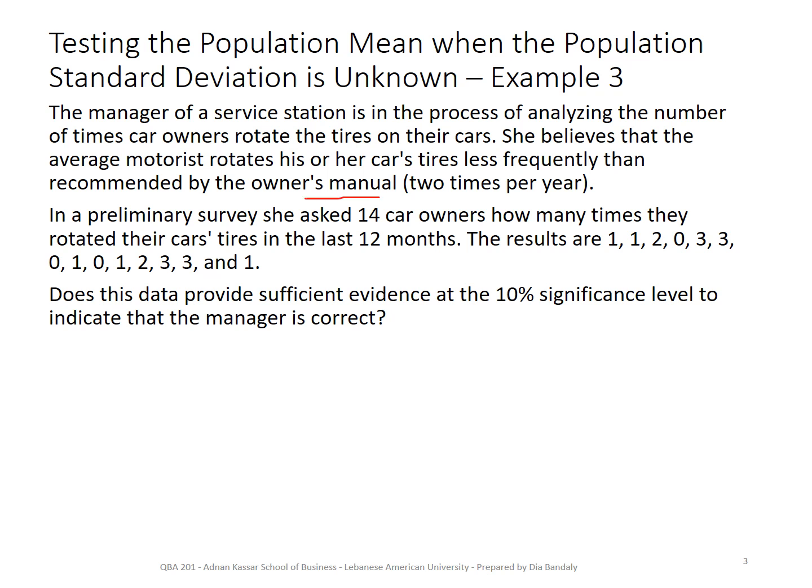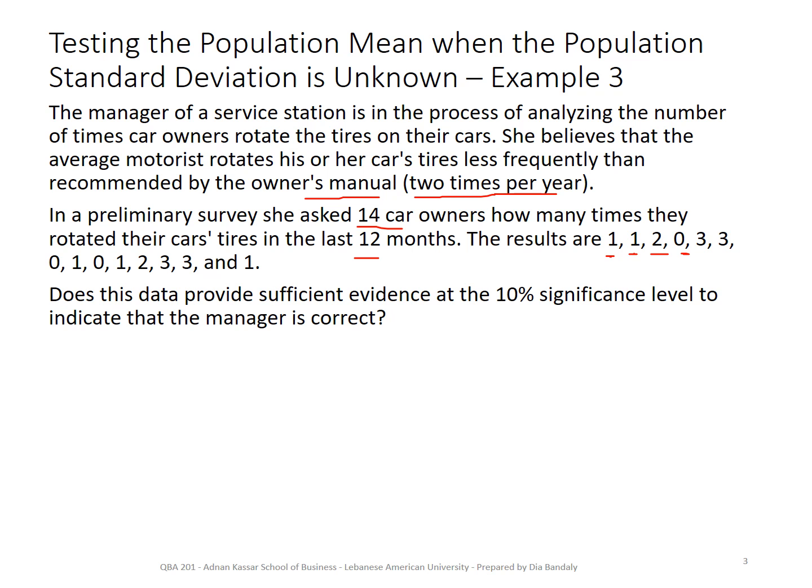So she knows that in the manual they say that they have to rotate it 2 times per year, but she believed that this is not the actual practice. So what she did, she asked 14 car owners how many times they rotate their car's tires in the last 12 months. And these are the answers. So one person answered that I did it once, the other guy again the same, the other guy 2 times, the other guy nothing. He did not rotate them at all. And then we have 3, etc. So these values represent the number of times that car owners have rotated their tires.